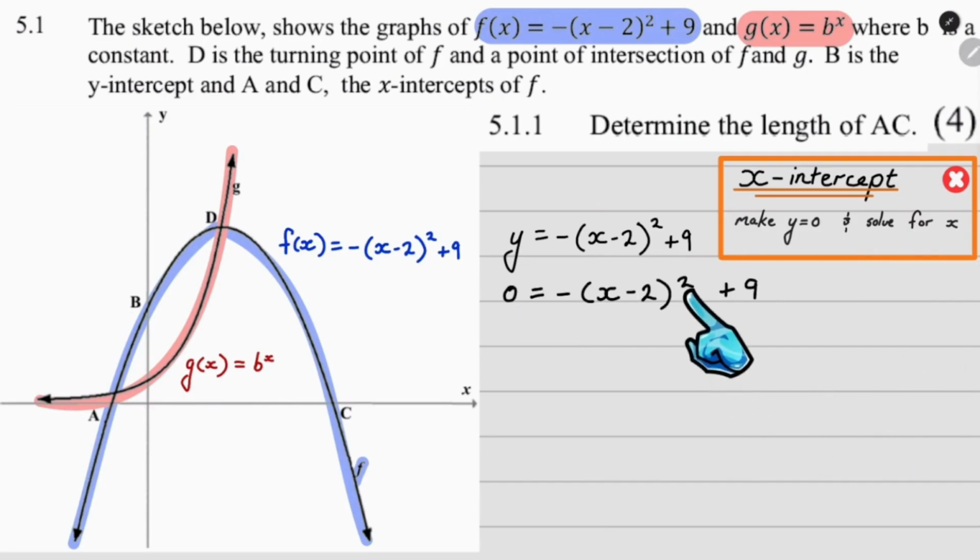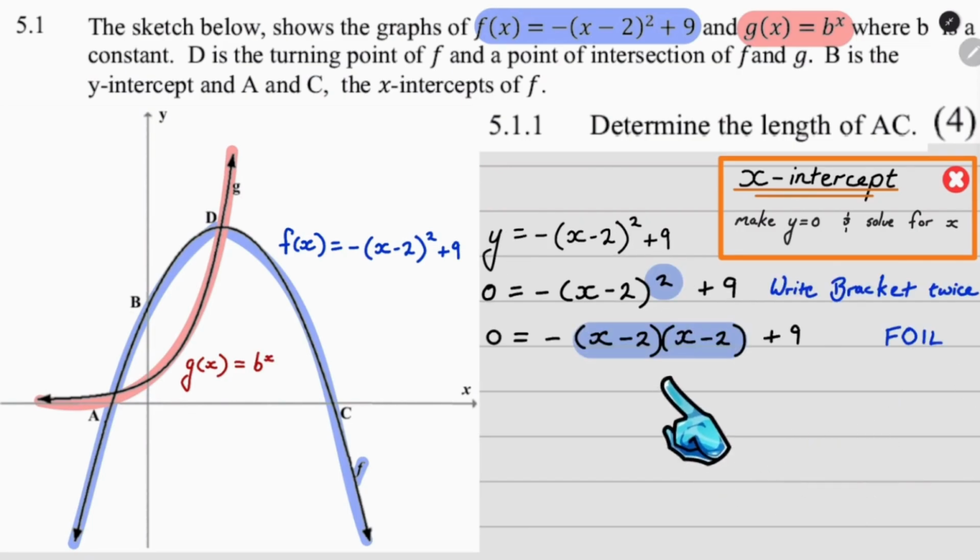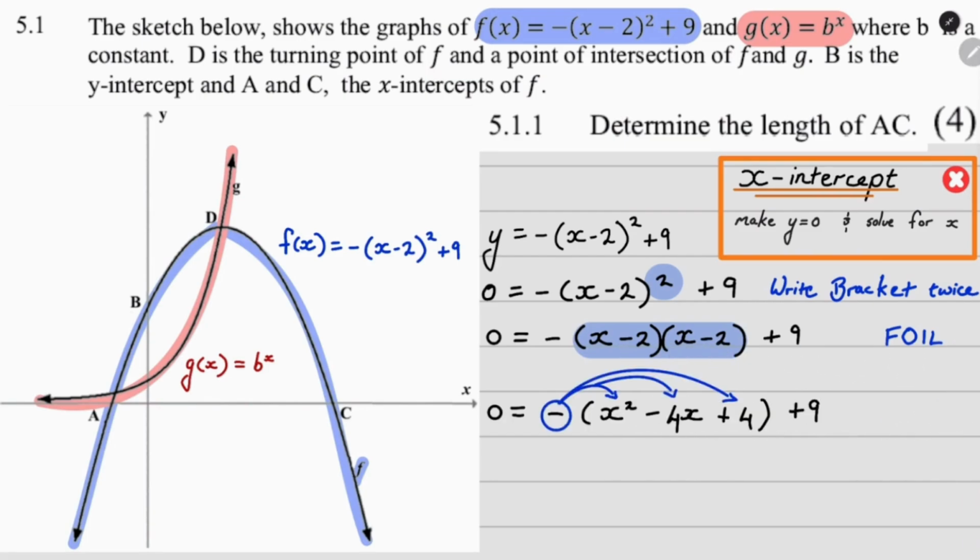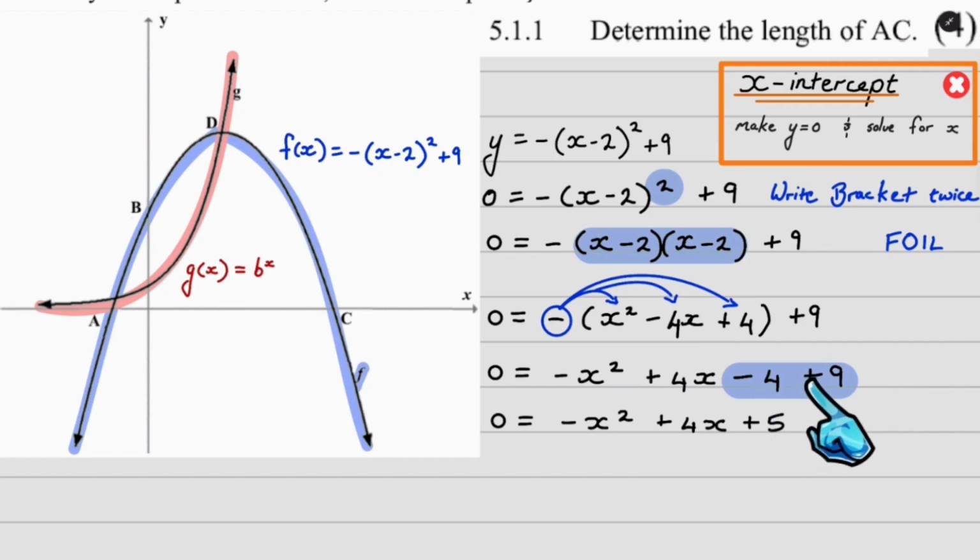Alright, don't fall in the trap. The square means you write the bracket twice and FOIL. And then just remember to keep this negative in front, and now we're going to go ahead and FOIL those brackets. And then after we FOILed, we're going to distribute this negative inside the bracket. And then we've got a couple of like terms here that we're going to sort out. Minus 4 plus 9 will just give you plus 5.